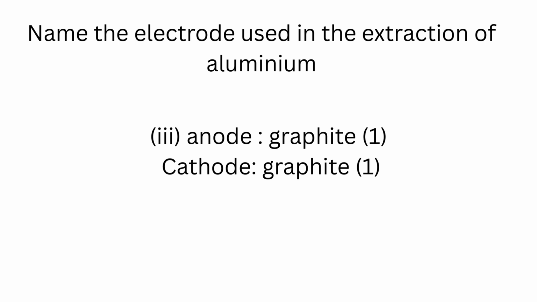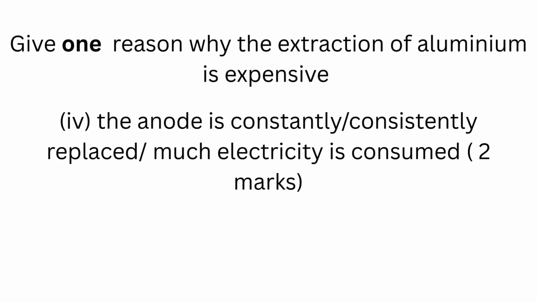Next question. Give one reason why the extraction of aluminium is expensive. The anode is constantly or consistently replaced. Too much electricity is consumed. 2 marks for this question. So you see it. It's easy. The issue is just that we don't know how to do it.